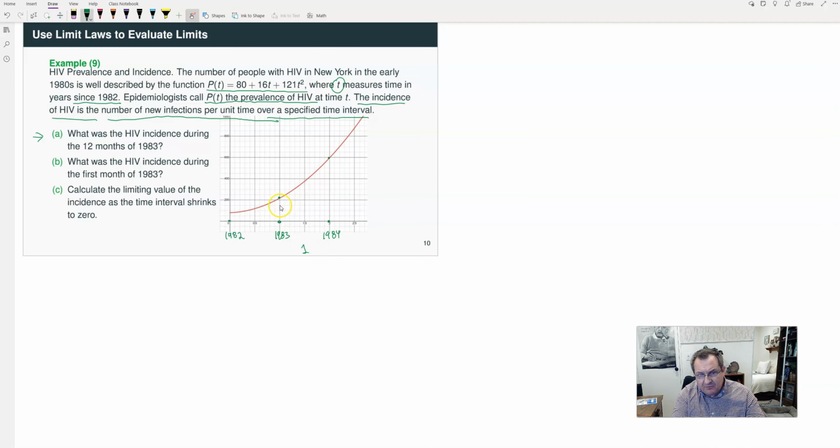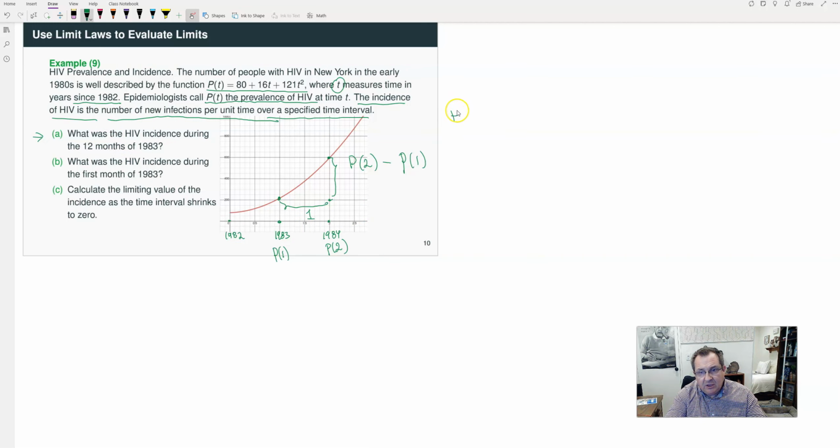So what we are looking at is computing the number of new infections. Here's the number of new infections. How can we compute it? We will take the number of infections at 1984, which is P of 2, and we subtract the number of infections at 1983, which is P of 1. Here we go. That's the number of infections. And the time lapse is 1 in this case.